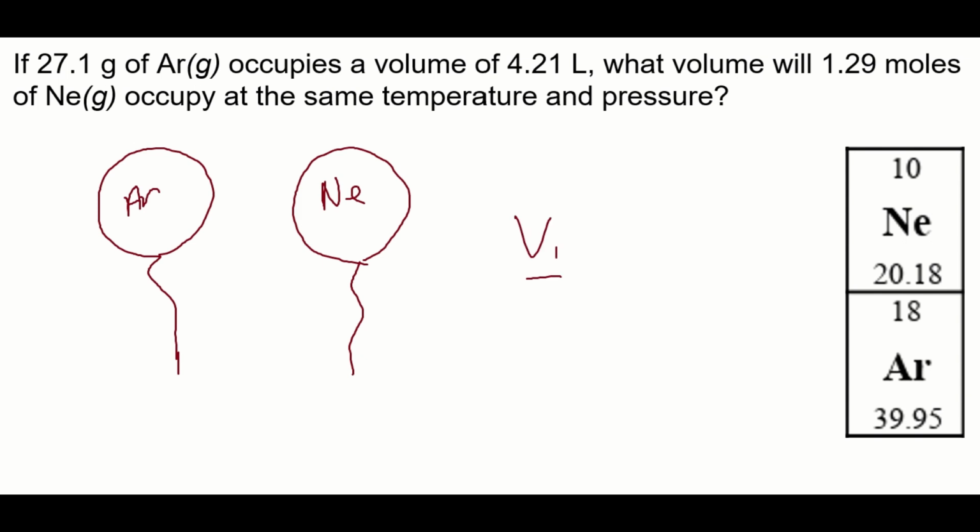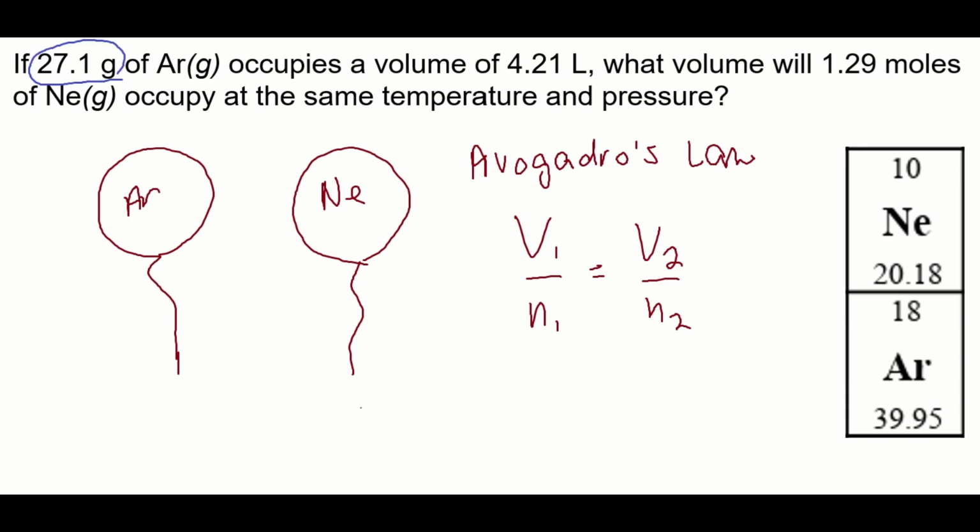We'll use V1 over N1 is equal to V2 over N2. So we'll use Avogadro's law in this form to solve this problem. For argon, we're given the grams instead of moles. So let's first convert that to moles using its molar mass.